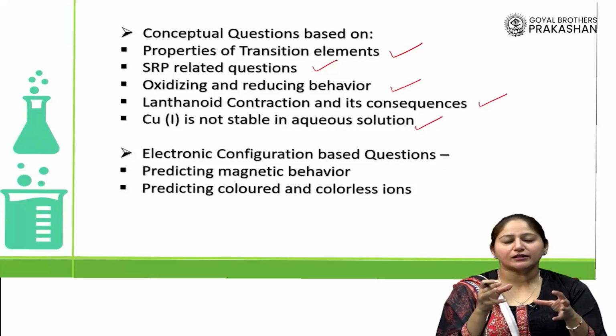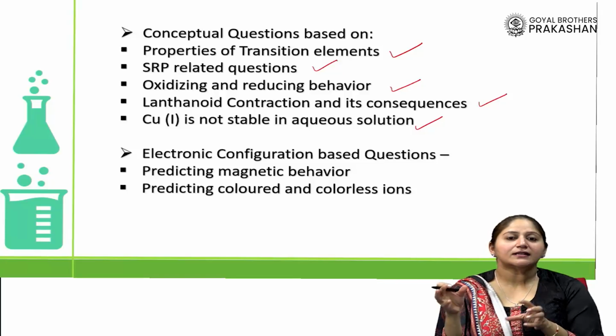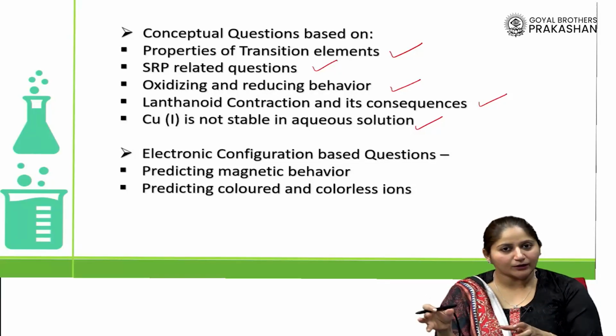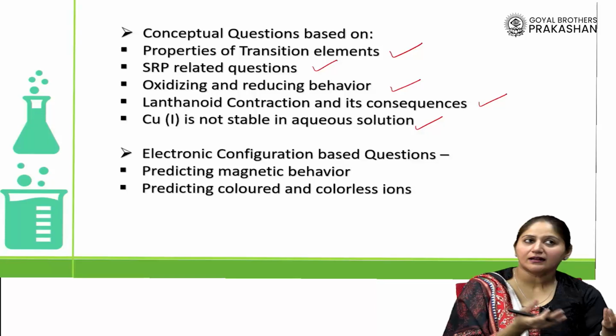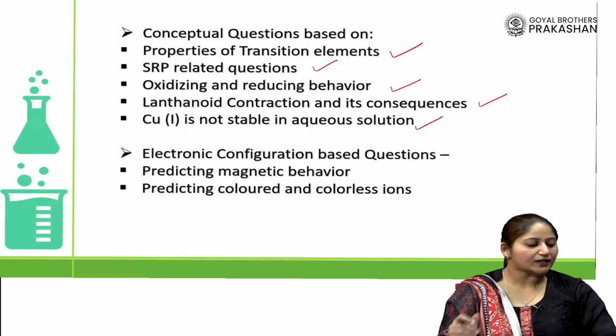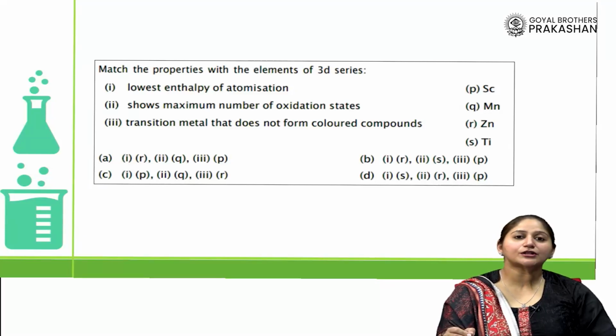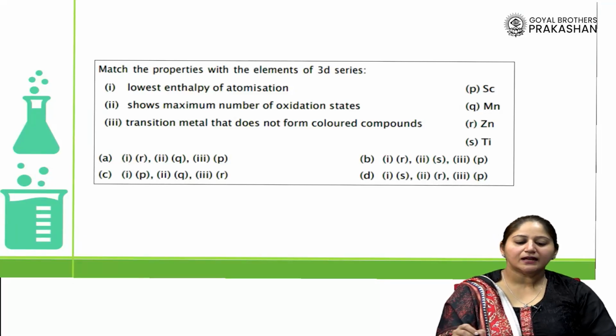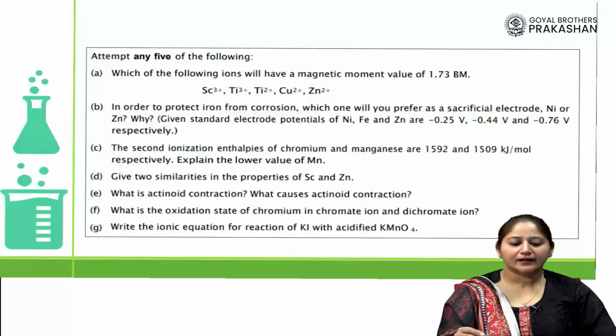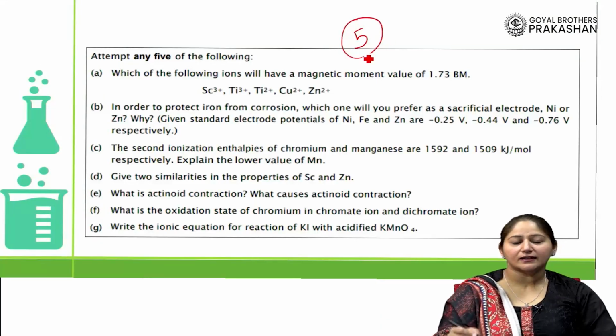So there could be a question related to predicting whether the substance or the solution is diamagnetic or paramagnetic, whether it is colorless or colored. So such questions do come in the exam. Now this is the question from the sample paper. So this is an MCQ, which is kind of a match the following question. Then this is the 5 marker long answer type question.